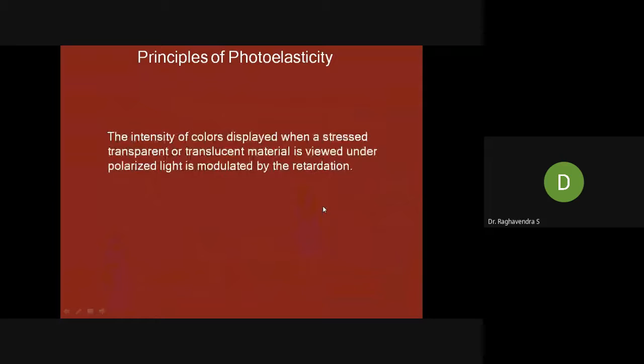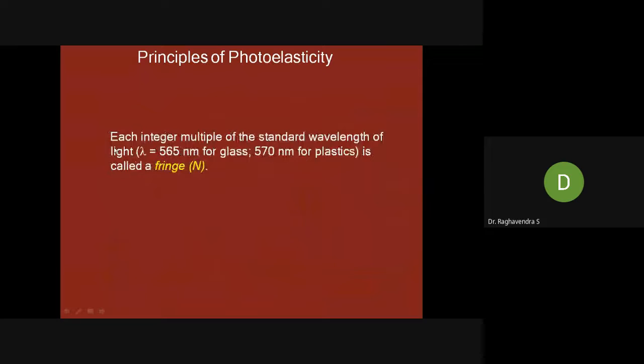So the intensity of the color displayed when a stressed transparent material is viewed under polarized light is modulated by the retardation. Of course, each integer is multiplied with the standard wavelength of light, that is 565 nanometer for glass and 570 nanometer for plastic. Because normally only these two materials are used, this is a constant value that we know. Either you use glass, or 99% we will go for plastic. 570 nanometer is called the fringe value. Fringe value means n.